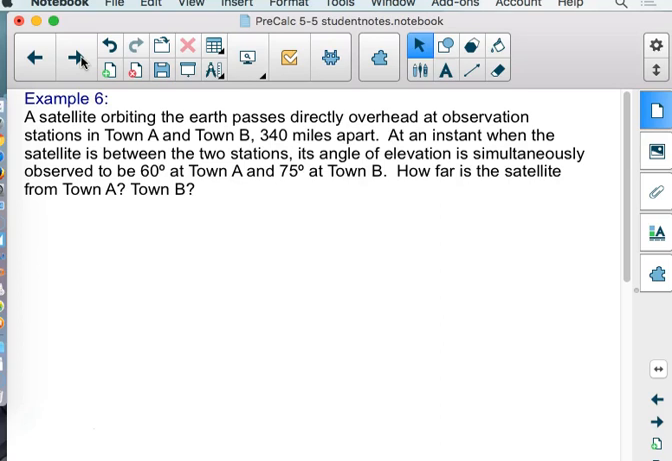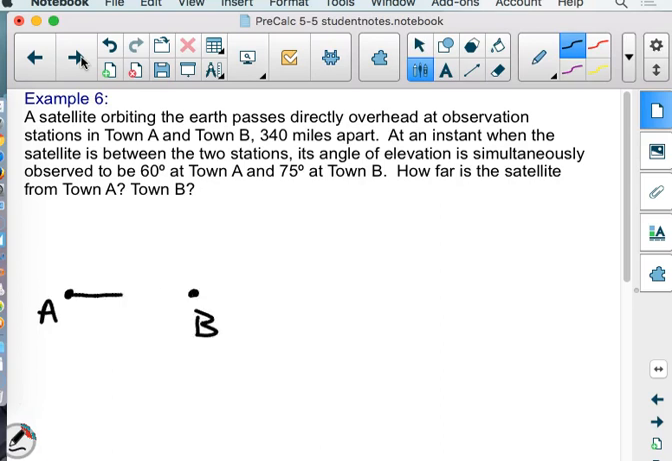A satellite orbiting the Earth passes directly overhead at observation stations in Town A and Town B, 340 miles apart. Okay, so Town A, Town B, and they're 340 miles apart, passes directly overhead. Well, maybe they'll give us some more information about exactly where that is. At an instant when the satellite is between the two stations. Okay, well, I'm just going to put it up here then. Call it C, somewhere between the two stations.